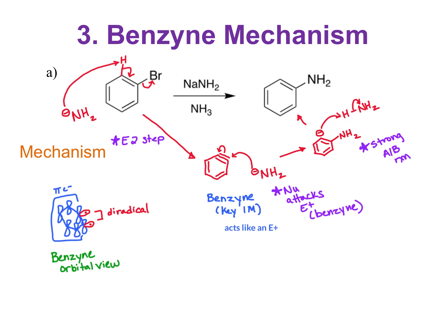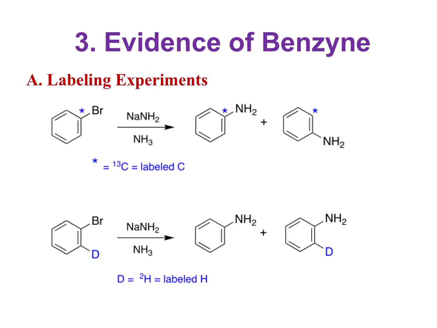So now that we've seen those steps, let's talk about why we think this benzyne is actually a thing. Like, why do chemists think that's true? Let's look at the evidence. So the most obvious way that chemists will use to try to explain a mechanism is a labeling experiment. So in a labeling experiment, they're taking either one of the carbons or hydrogens in this case, and they're marking it in a way that's using an isotope.